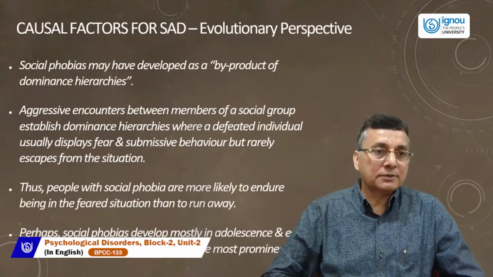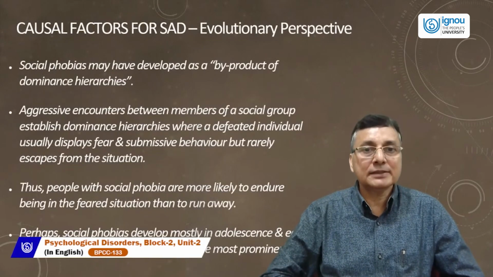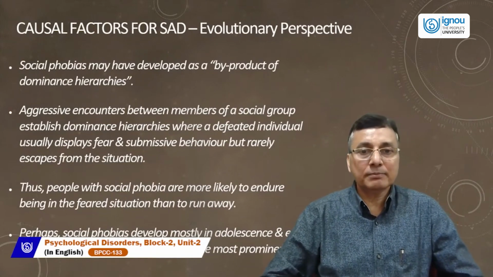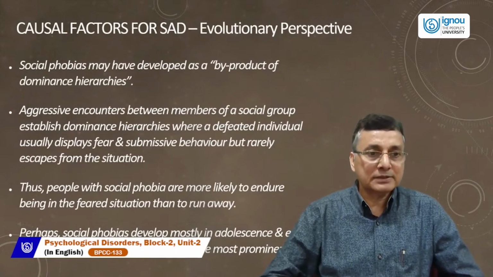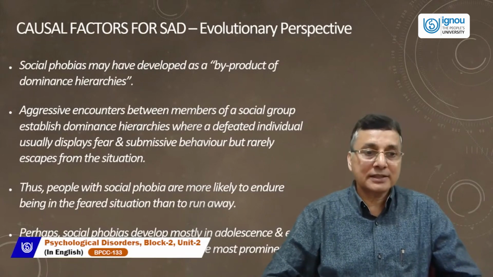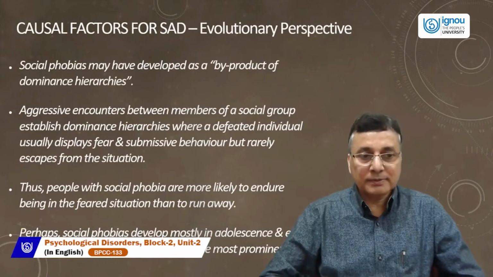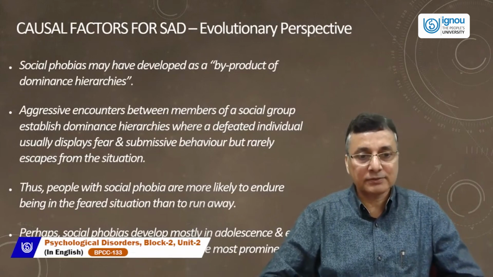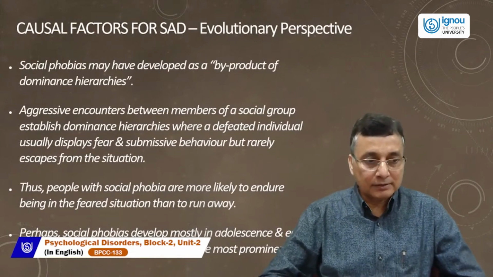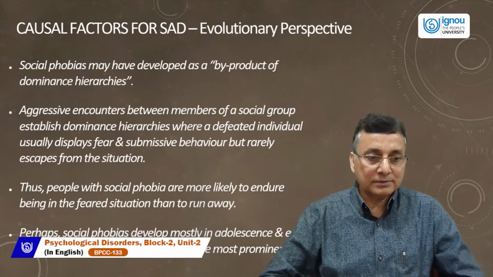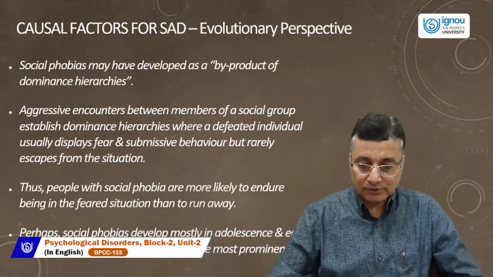The evolutionary perspective suggests social phobias may have developed as a byproduct of dominance hierarchies. Aggressive encounters between members of a social group establish dominance hierarchies where a defeated individual usually displays fear and submissive behavior but rarely escapes from the situation. Thus, people with social phobias are more likely to endure being in the feared situation than to run away. Perhaps social phobias develop mostly in adolescence and early adulthood when dominance conflicts are most prominent.